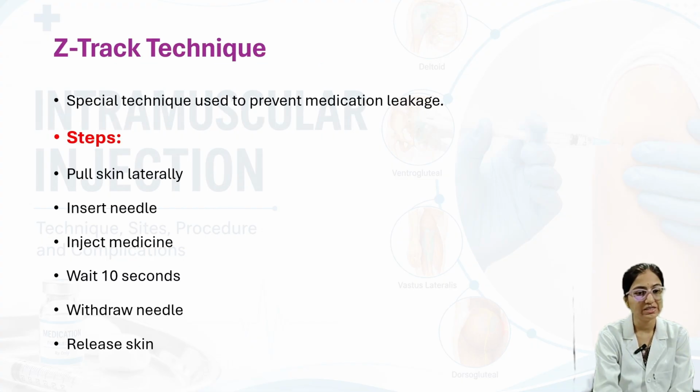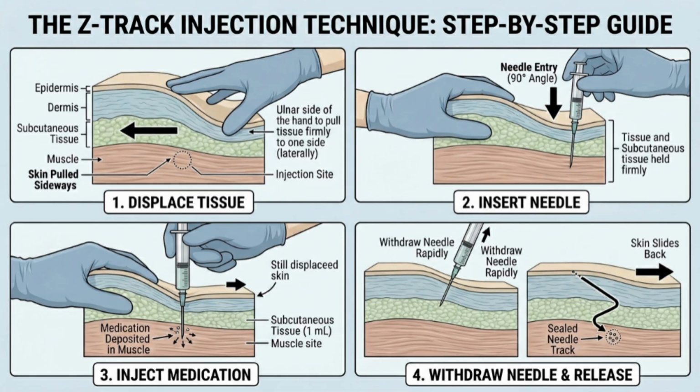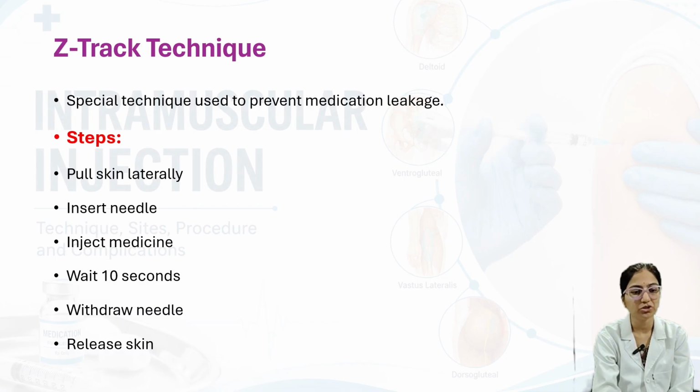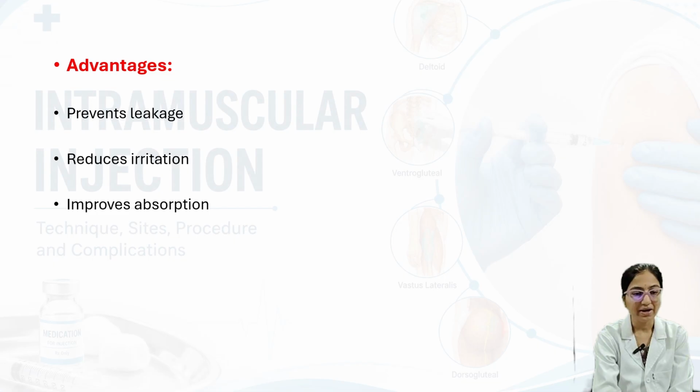Next, we'll see Z-track technique. Here, a special technique used to prevent medication leakage. We'll see the steps here. Pull skin laterally and then insert needle. After that, inject medicine and then wait for 10 seconds. And then withdraw needle, release skin. This is the Z-track technique. And then advantages here. Prevents leakage, reduces irritation, and then improves absorption.